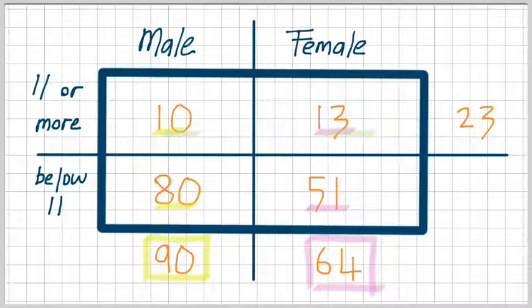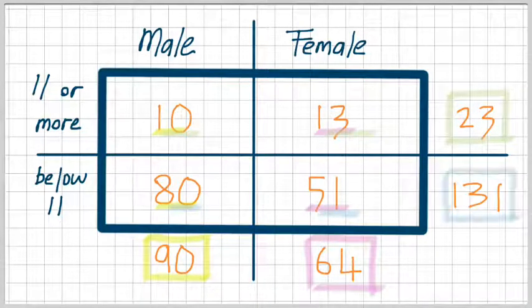So the other thing we can look at is the total number of students who got higher than 11, or 11 or more. That is 23. There we go, 23. And we can also look at the total number of students who scored below 11, which is 131. Okay, now hopefully you can see from there that there are quite a large number of students, 131, who are not really that fit. But anyway, let's press on and let's look at what I'm going to put here.